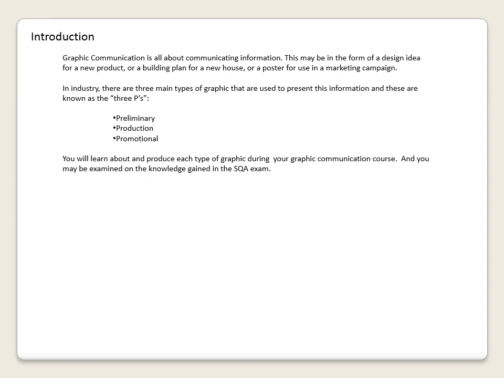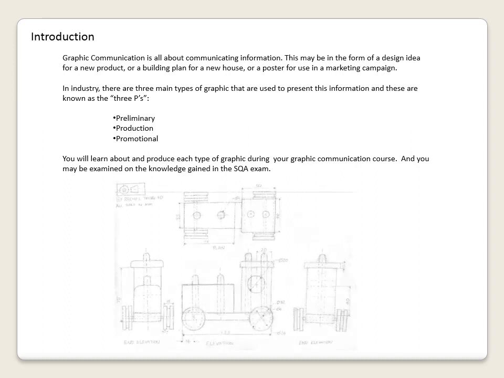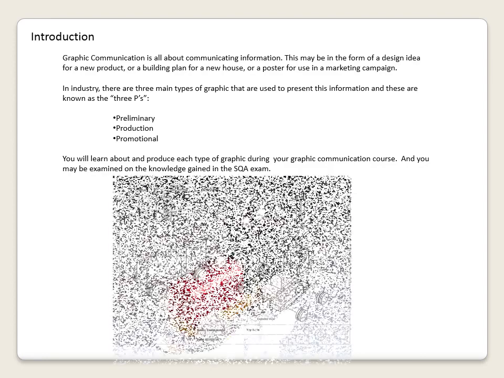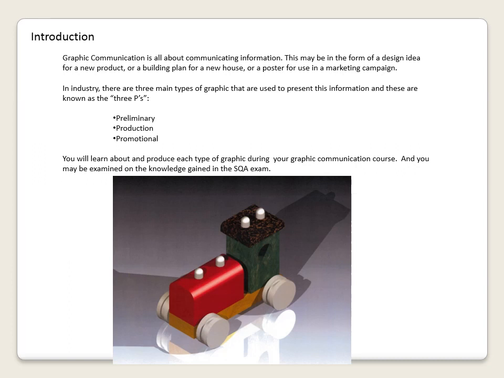The 3P's mean preliminary graphics, where we have maybe sketches of an object. We have production graphics, where we maybe have some technical drawings of that, and we have promotional graphics, as it suggests, to actually promote or advertise the product. So let's take a little bit of a look at these in more detail. We'll start with preliminary graphics.